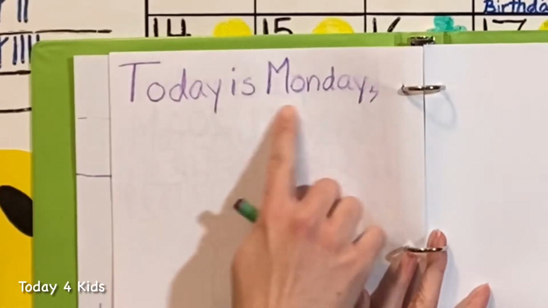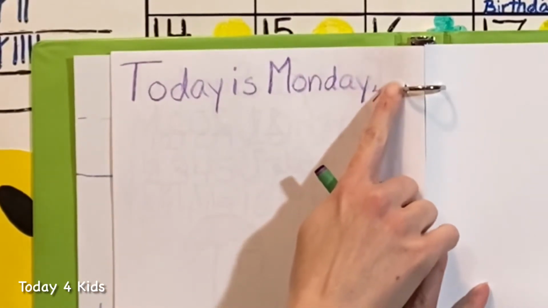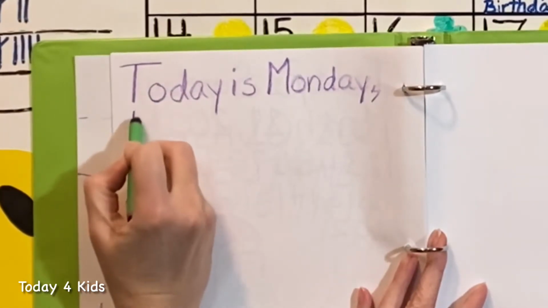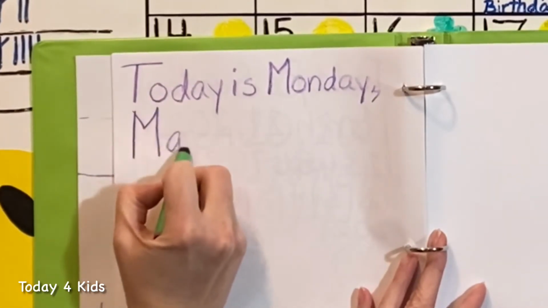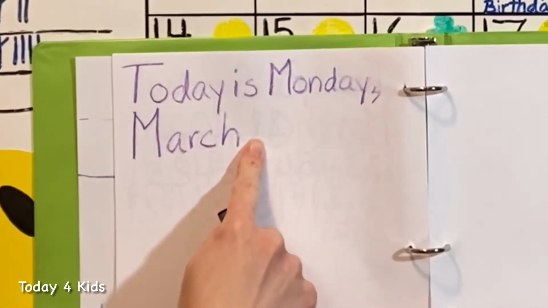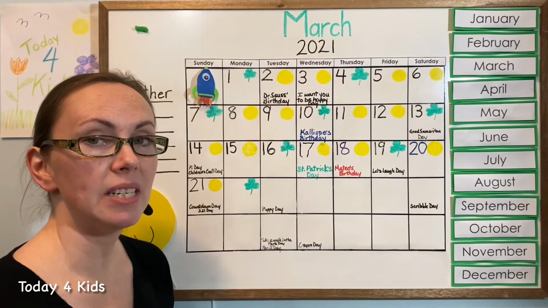Today is Monday, comma, and I've run out of room, so I'm going to come down and go back to this side of the page. March. Capital M-A-R-C-H. And next I'm going to put in the number.